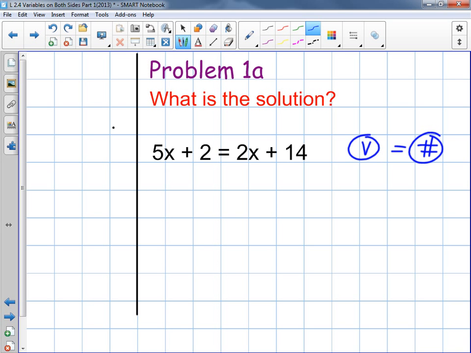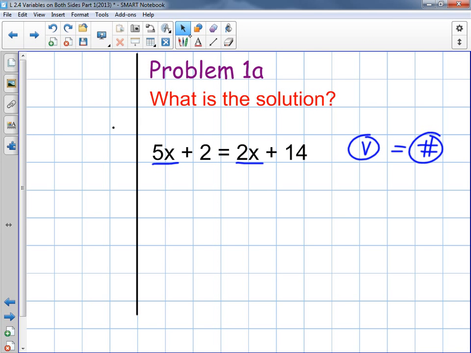So the way that I look at this problem is I first look at only the variables. In this problem we have a 5x on the left-hand side and a 2x on the right-hand side. At this point you want to choose one side to be the variable side and one side to be the number side, or the constant side.